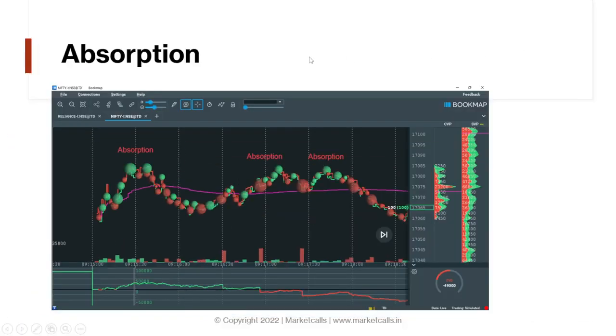So absorption is something like, if buyers are showing up, but despite that the market is topping out, it is absorption. A huge buying volume is happening, but despite that, it's not able to go up. Or huge selling volume is there, but despite that, markets are not able to move on the downside. That is also one form of absorption, meaning sellers are getting absorbed by the passive buyers.